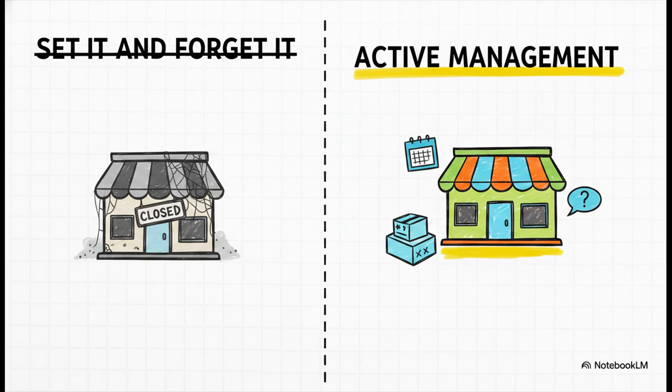Look, the set it and forget it mindset is a recipe for failure in e-commerce. Your store is like a garden. You have to tend to it. That means logging in regularly, managing your inventory, answering questions from customers, and maybe even updating your listings to keep them fresh. Active sellers are the ones who succeed, period.